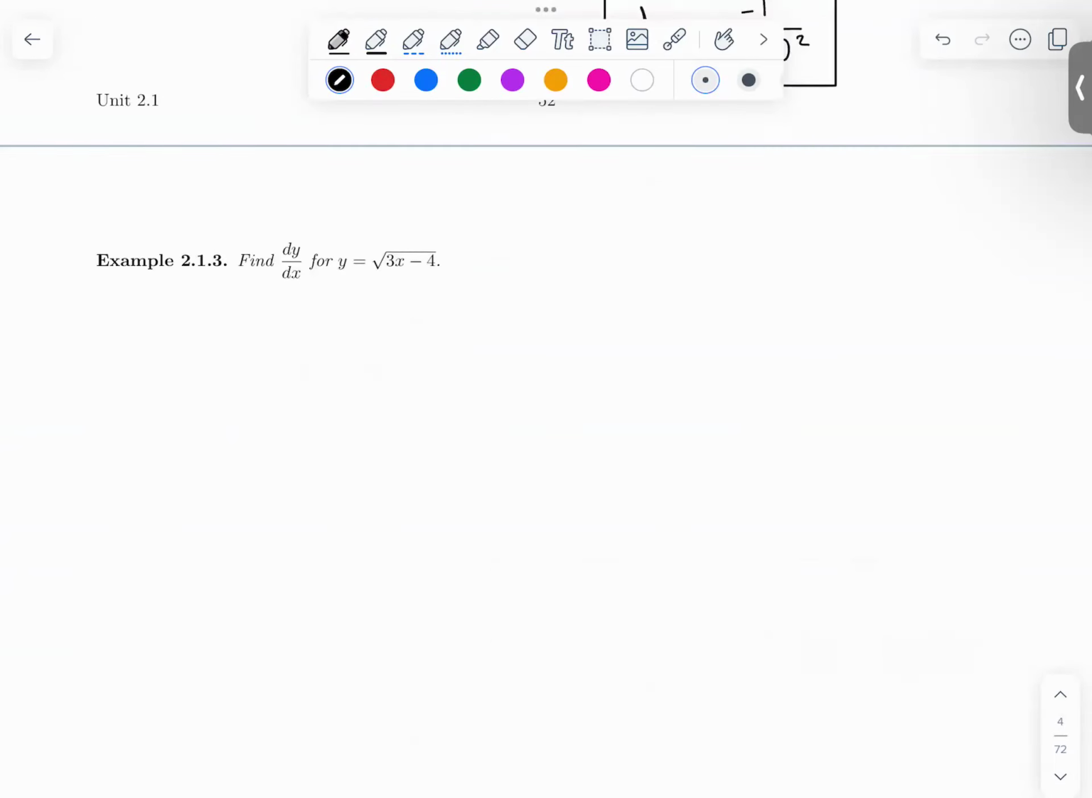This one, just in the interest of time, I'm going to tell you what the answer is. I want you guys to practice this one. This one's a good one to practice. Highly recommend. The answer will be that dy dx is equal to 3 over 2 square root of 3x minus 4. And that'll be the answer.